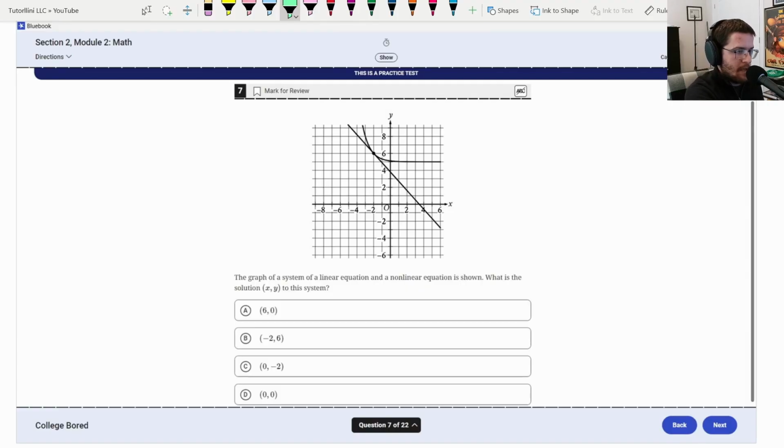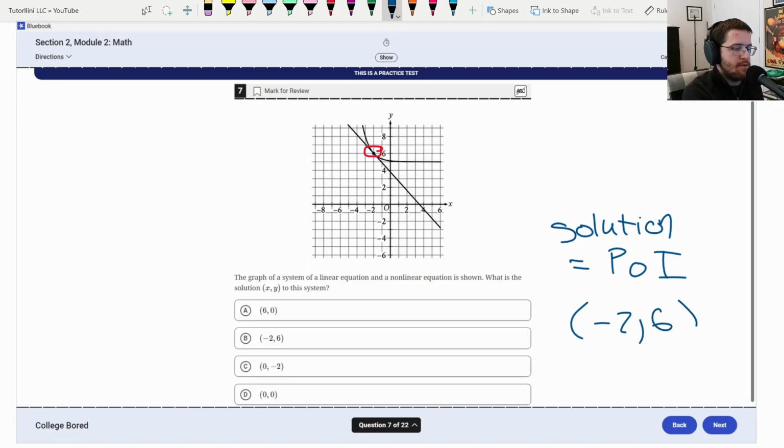Okay, question 7. So the concept here is that the solution to a system is the point of intersection. So where the two graphs meet. And you can see they actually put this nice dot here so that we don't miss it. Maybe because they think it might be hard to see on a computer screen. I don't know. But the x-coordinate is negative 2. The y-coordinate is 6. So the solution is negative 2, 6. And that is answer choice B.